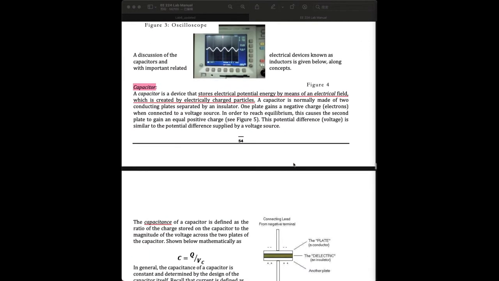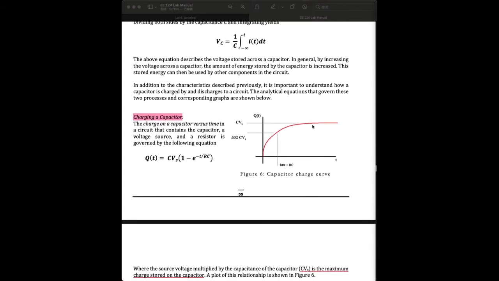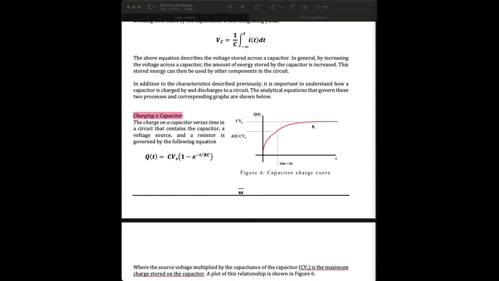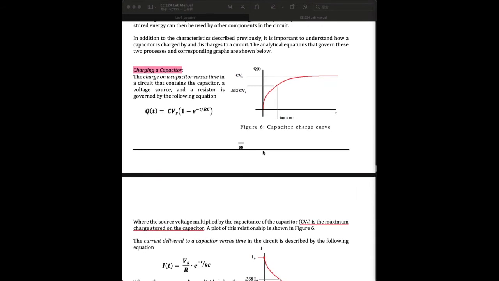The first thing I would like to talk about is capacitor. A capacitor is a component that stores electrical potential energy by means of an electrical field. The main point of this lab is to know the charging and discharging process of a capacitor and inductor.